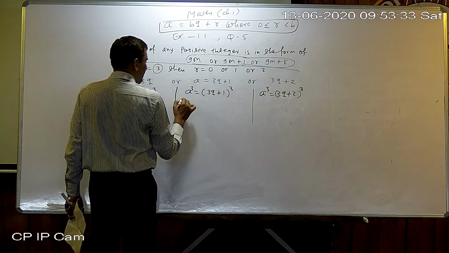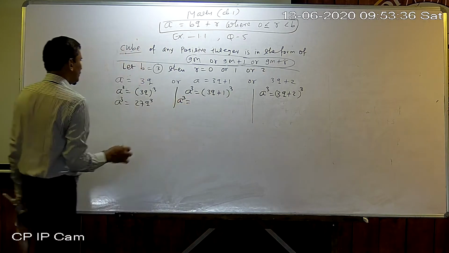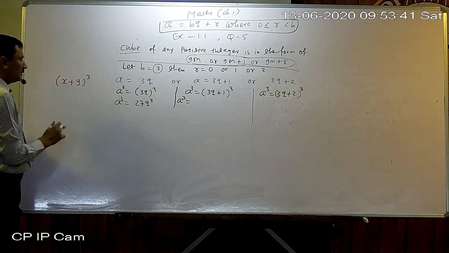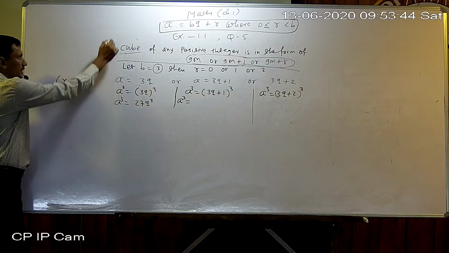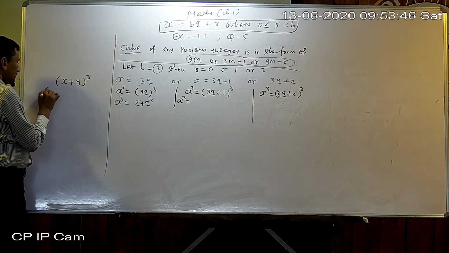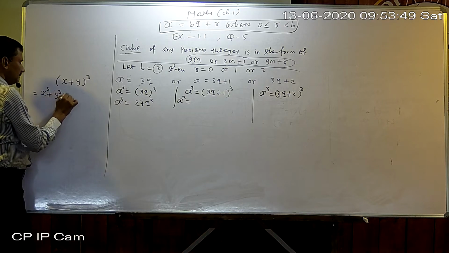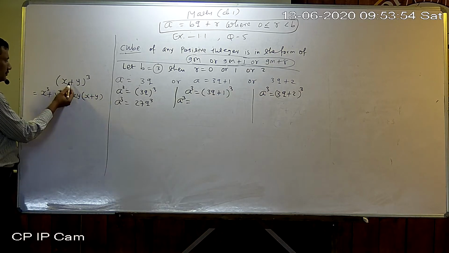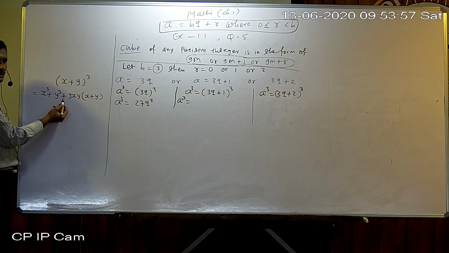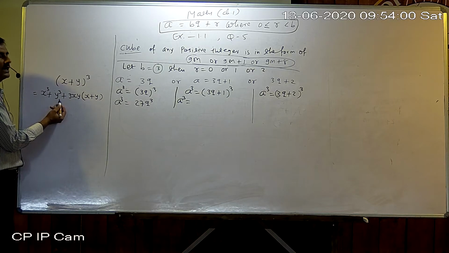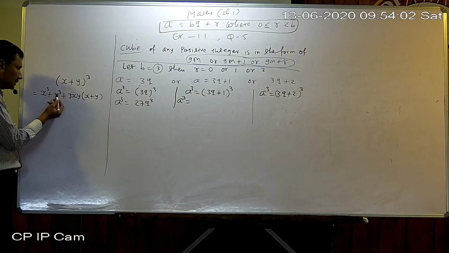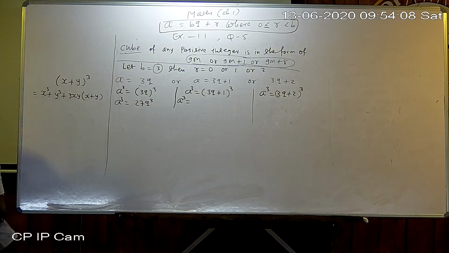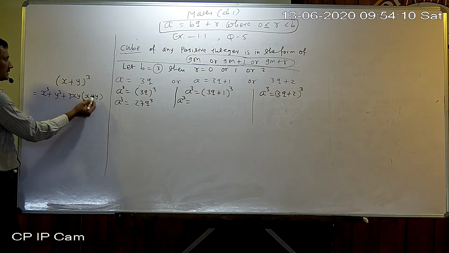Now here a cube equal to, you know the formula of x plus y whole cube. What is that? x cube plus y cube plus 3xy into x plus y. You have to remember this formula. I think you studied that in standard 8 and standard 9 also. You use this identity in standard 9 chapter number 2. x cube plus y cube plus 3xy into x plus y.